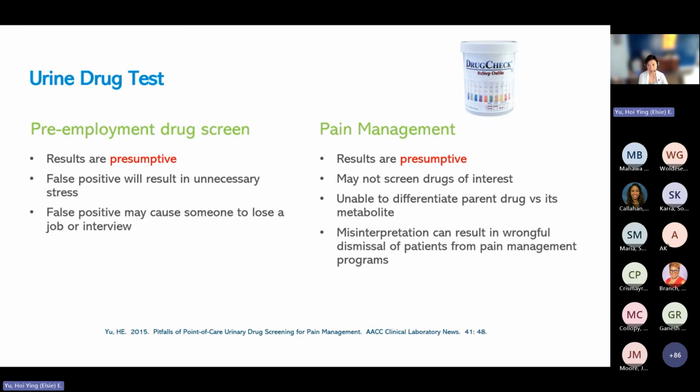And similarly for pain management, it is just as big of a problem. The idea of using tox testing for pain management is to make sure the patient is taking the drug that they're supposed to be taking. But oftentimes, these cups may not screen for the drug that you may be interested in. For example, if your patient is on Ritalin, there's no cup that screens for Ritalin, so it'll come up as negative, and if you misinterpret those results, sometimes it could lead to wrongful dismissal of patients from their treatment program.